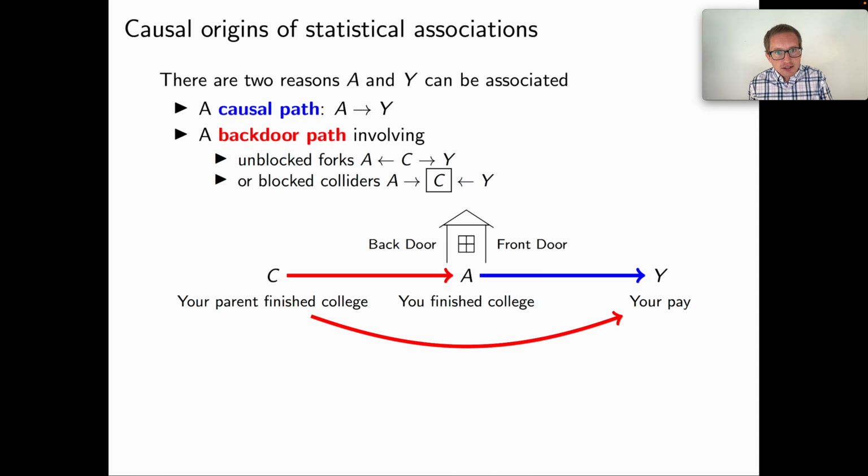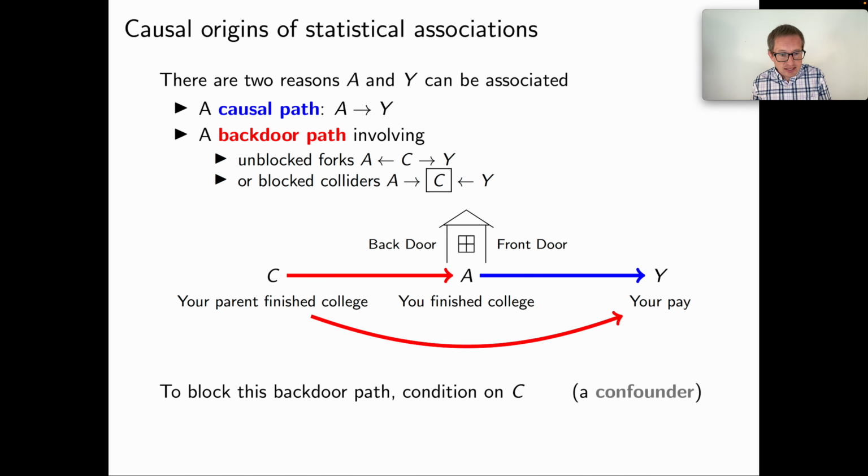Much of what we'll do in this class is think about how to block backdoor paths in order to isolate causal effects. In this case, to block this backdoor path, you could condition on C. Conditioning on C simply means that we'll analyze data within subgroups defined by C. We often denote this in the graph by putting a box around the variable C.